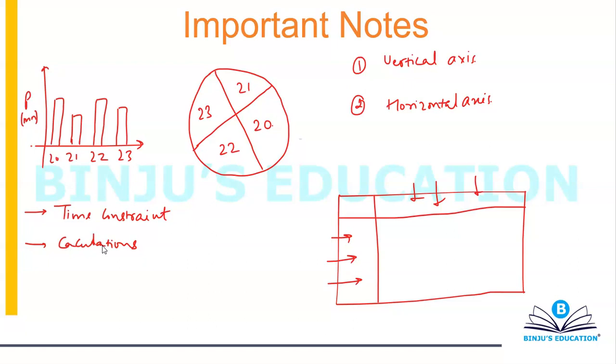Now, there are a couple of things you need to know, because data interpretation does not have a theory of its own. It's just a representation of data in a different form. Rather than giving you data in the form of words, they're giving you data in the form of a pie chart, bar graph, histogram, and all those things. So there are a couple of things you need to know.